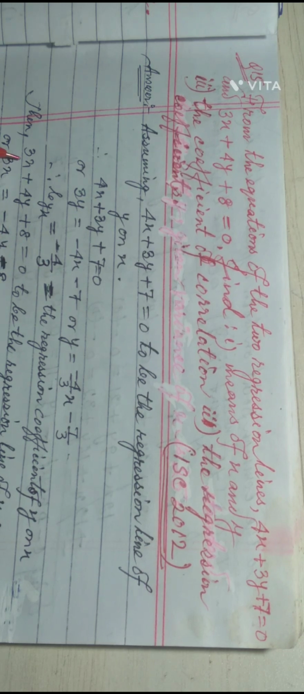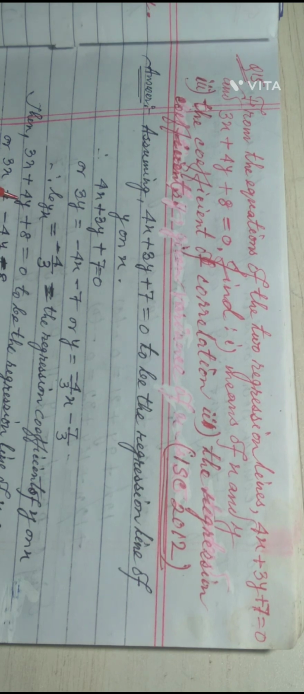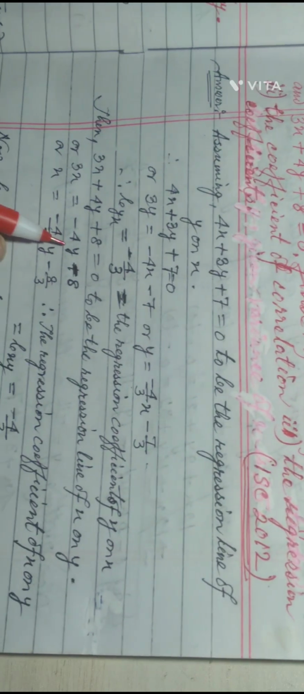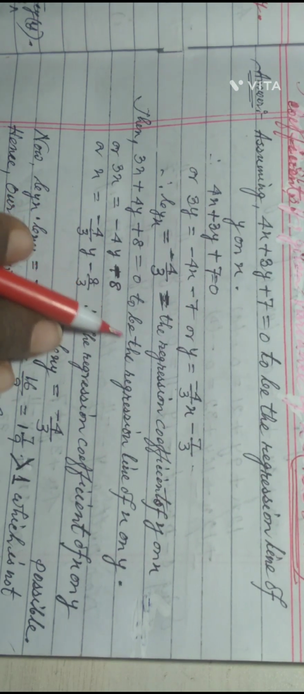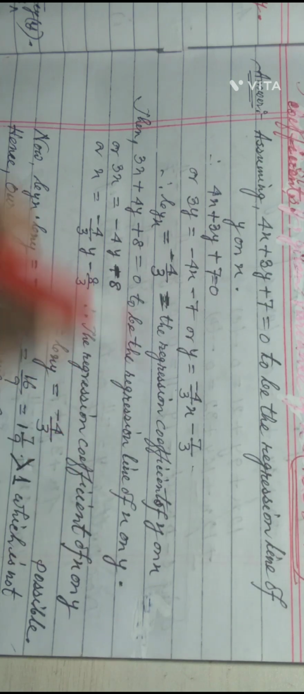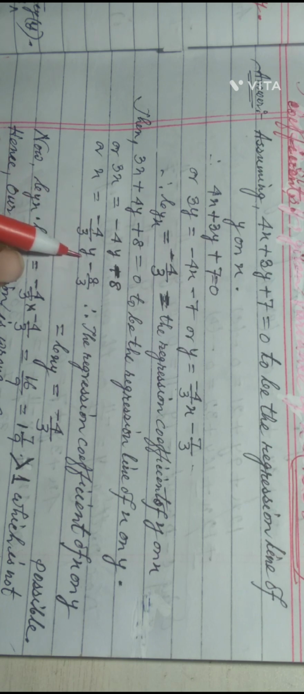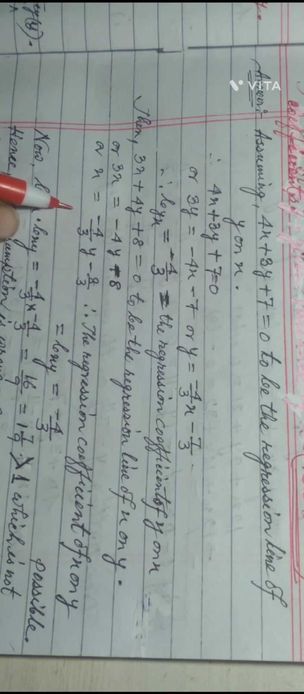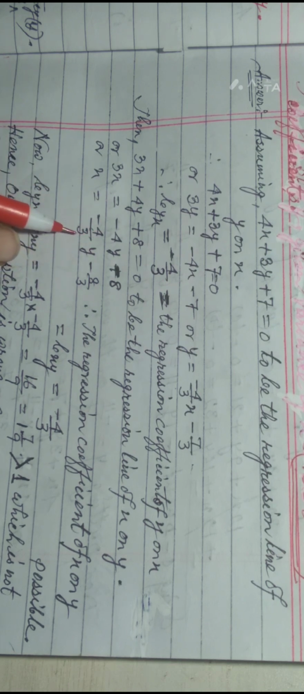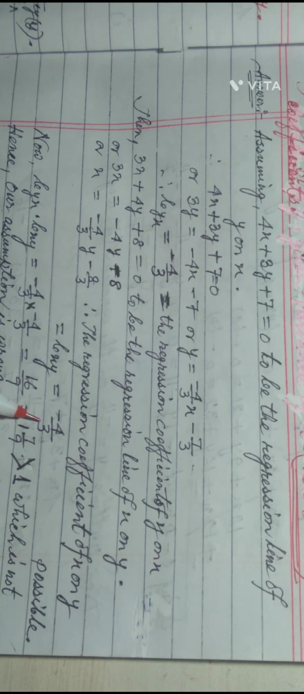Next, we have to take the other equation, 3x plus 4y plus 8 equal to 0, to be the regression line of x on y, and after that by solving we get x equal to minus 4 by 3 into y minus 8 by 3. That means here minus 4 by 3 is the regression coefficient of x on y. Clear?